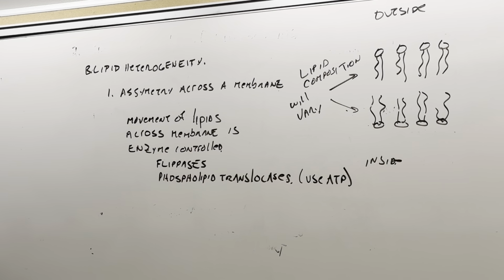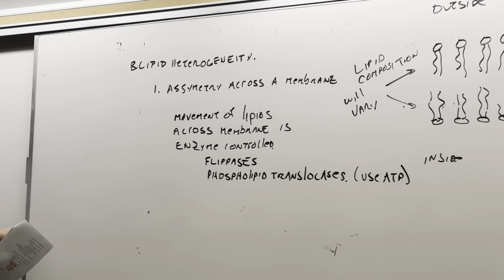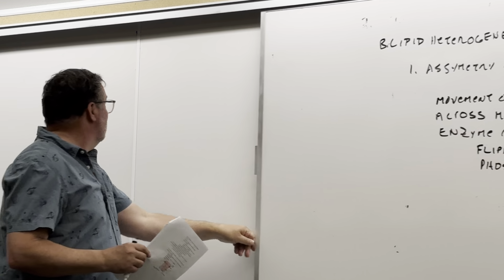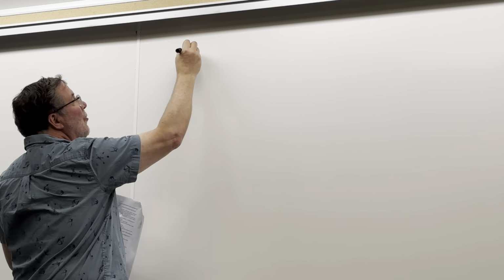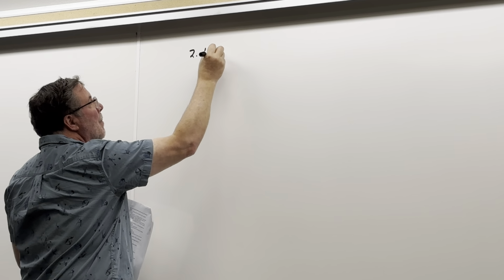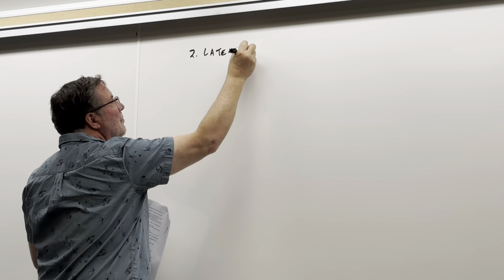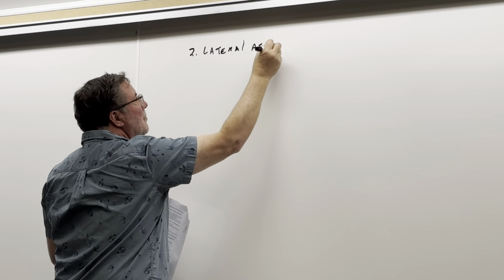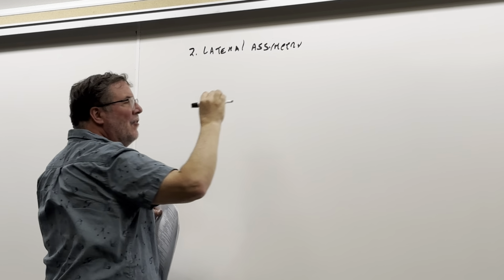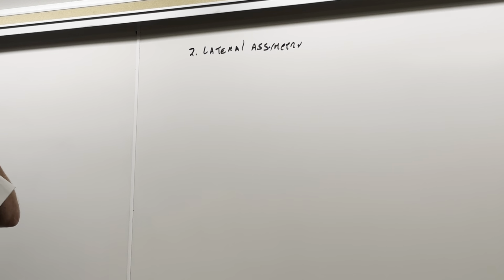Okay, so that's asymmetry across a membrane. What about lateral asymmetry? Like you have a plasma membrane on the outside of the cell. Well, maybe on one side of the cell it's different than the other side of the cell.